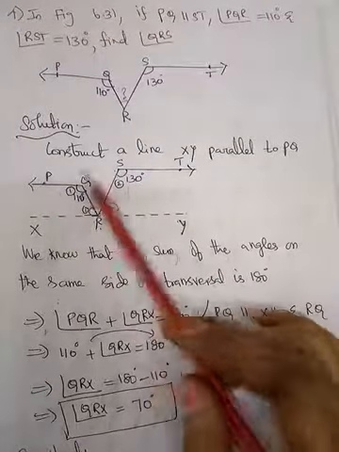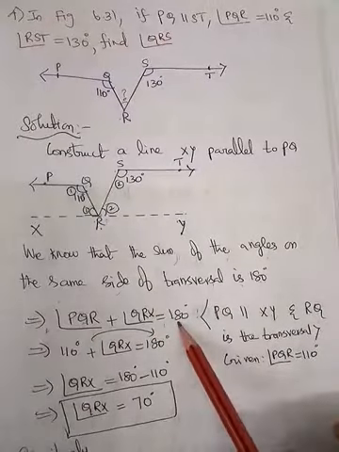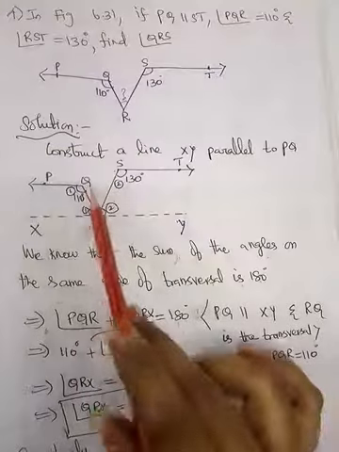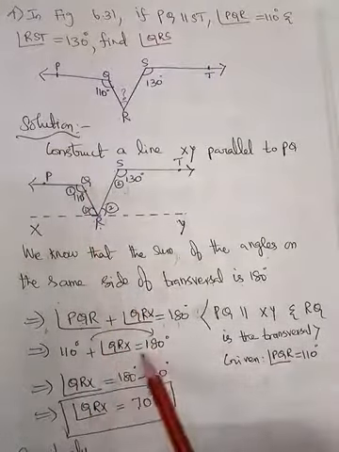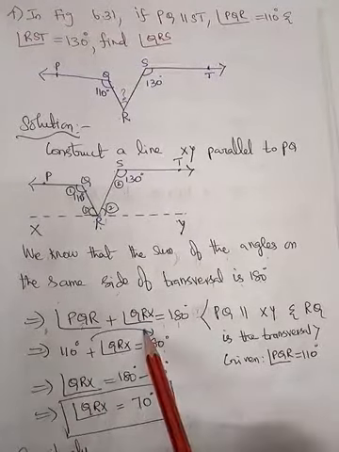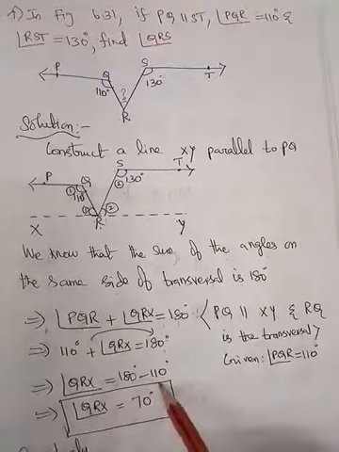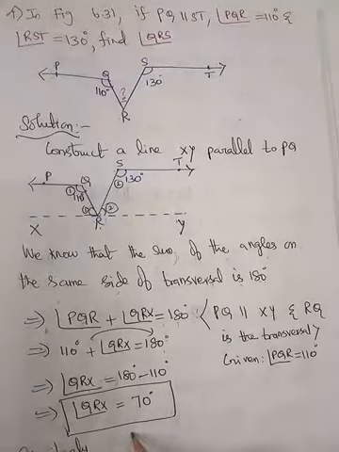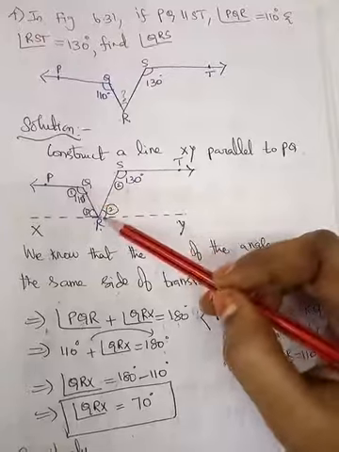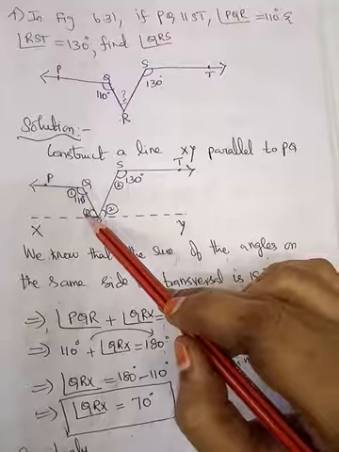So angle PQR plus angle QRX is equal to 180 degrees. Angle PQR is 110 degrees plus angle QRX unknown equals 180 degrees. Bring 110 to the other side: QRX is equal to 180 minus 110, that is 70 degrees. So we got angle QRX, this angle is 70 degrees.